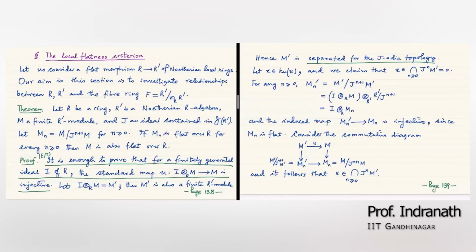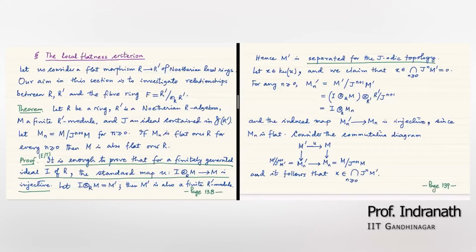First of all, your M dash, which is a finitely generated R dash module, I claim that this is also separated for the J-adic topology. You know what separated means: when you take the indexed family, the intersection is trivial. Let us not get into more detail than this for the time being. Just assume that this is true, because the detailing would be dealt with very soon. Now we are trying to prove that this map U is injective. Take an element X in the kernel, and we claim that X belongs to this intersection. Since it is separated, the intersection is trivial, therefore X is 0, and you are done. That is basically the technique.